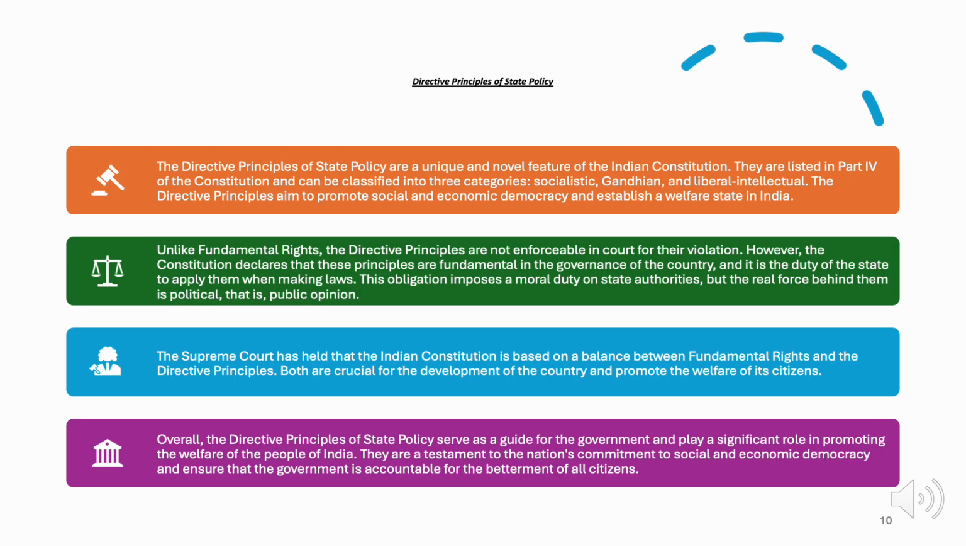Directive Principles of State Policy. The directive principles of state policy are a unique and novel feature of the Indian Constitution. They are listed in Part 4 of the Constitution and can be classified into 3 categories: socialistic, Gandhian, and liberal intellectual. The directive principles aim to promote social and economic democracy and establish a welfare state in India.